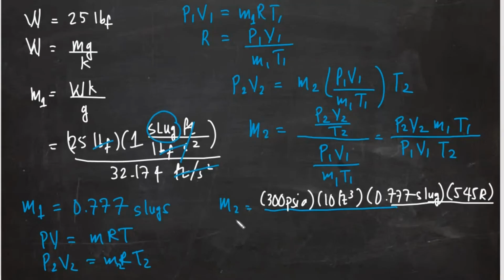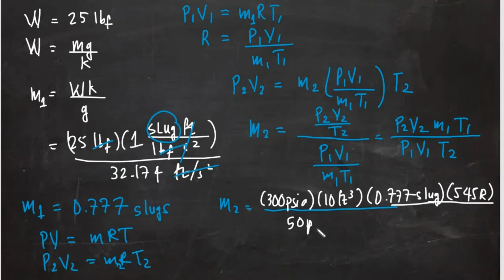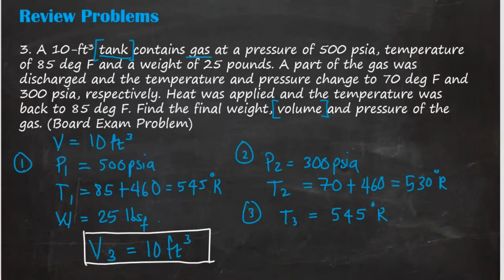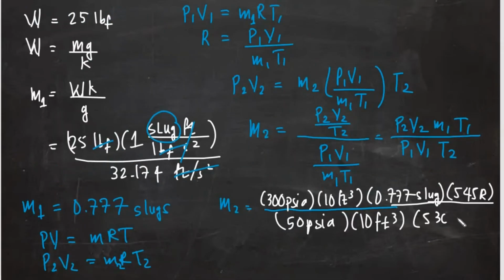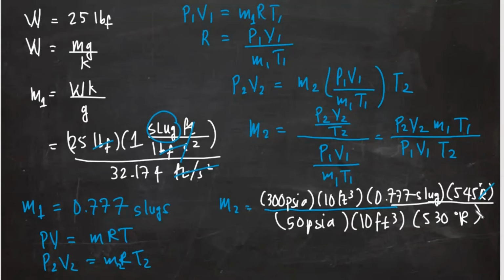Okay, so P sub 1 is equal to 500 psia. V1 is still 10 cubic feet. Okay, and finally T sub 2 is equal to 530 degree Rankine. Okay, so let's cancel the units first. Rankine is cancelled, cubic feet is cancelled, actually 10 is also cancelled, psi is cancelled. So the final unit here is slug.